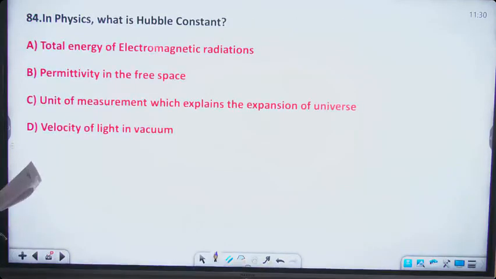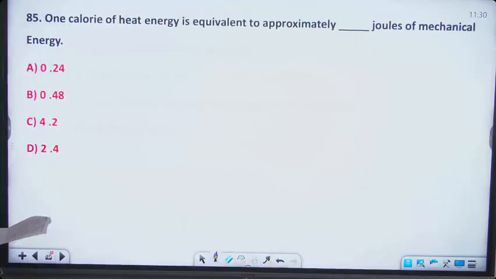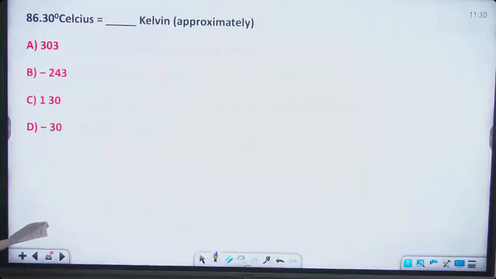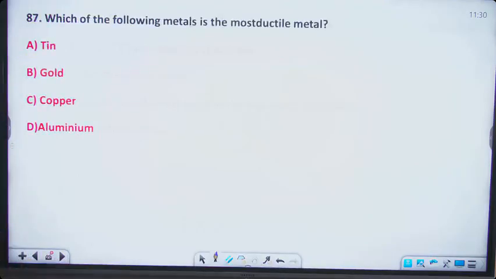In physics, what do you mean by Hubble's constant? The velocity of light in vacuum. One calorie of heat energy is approximately equivalent to 4.2 or 4.186 joules. 30 degrees centigrade in Kelvin, 303 Kelvin. Which of the following metals is the most ductile metal? Gold. Ductility and such, we'll discuss in chemistry.